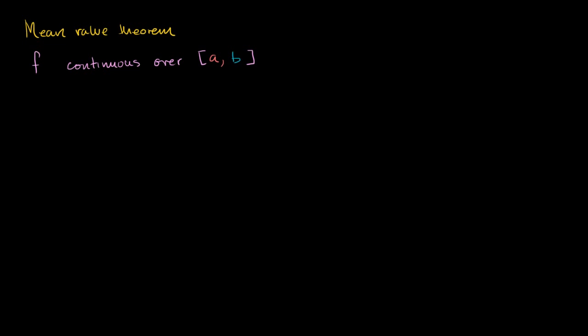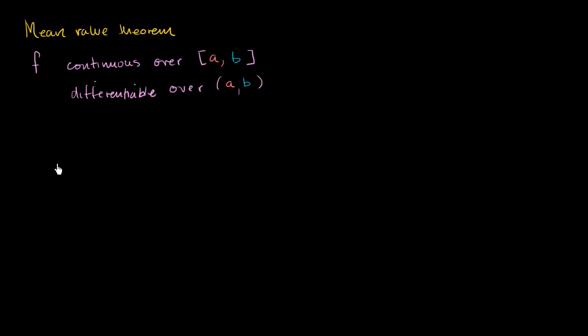Now let's also assume that it's differentiable over the open interval between a and b. So now we're saying, well, it's okay if it's not differentiable right at a or if it's not differentiable right at b. And differentiable just means that there's a defined derivative, that you can actually take the derivative at those points. So it's differentiable over the open interval between a and b. So those are the constraints we're going to put on ourselves for the mean value theorem.